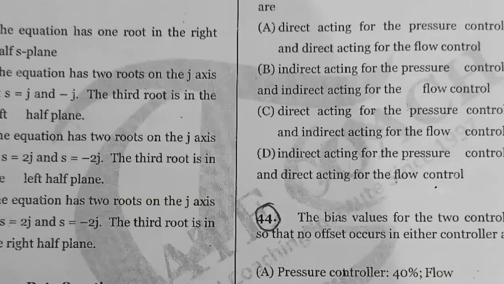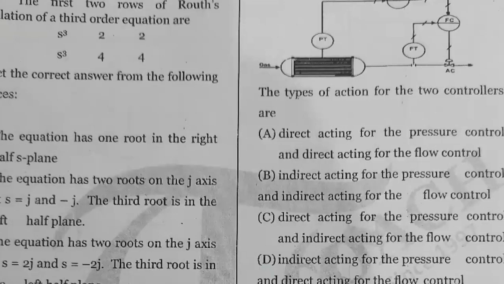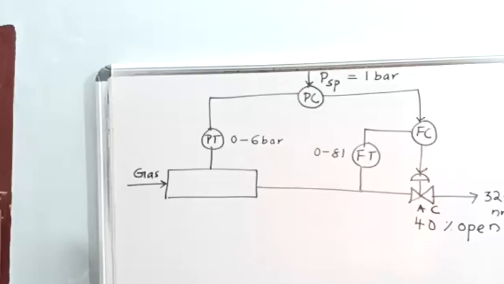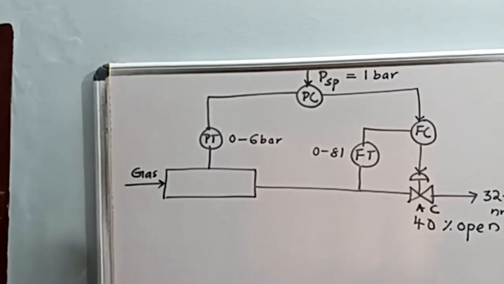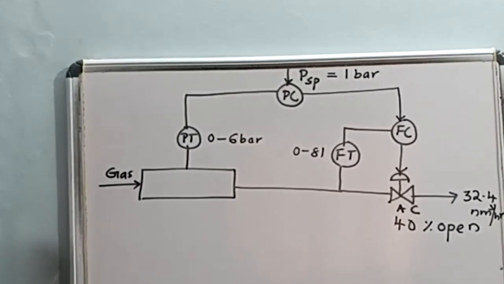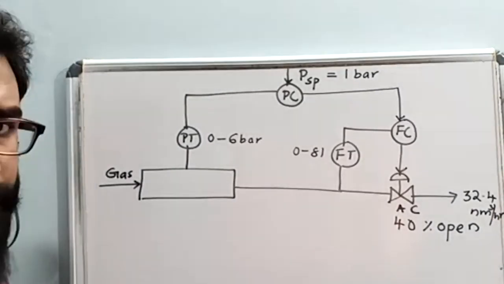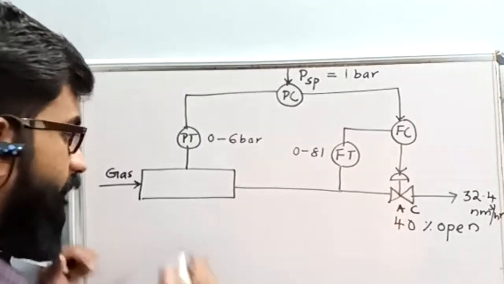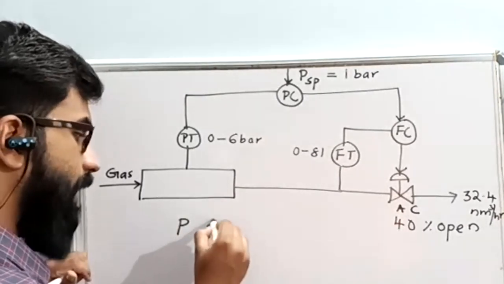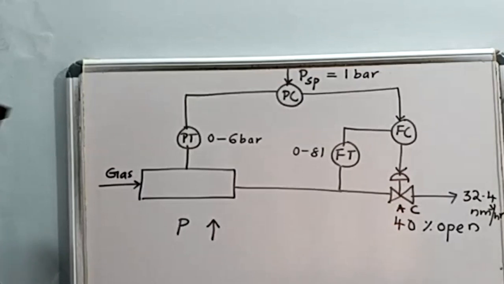43, right? They are asking the types of action for the two controllers. For finding that, what we need to do first of all is understand which is the control variable. My control variable is pressure. So first we will take what happens if pressure increases.